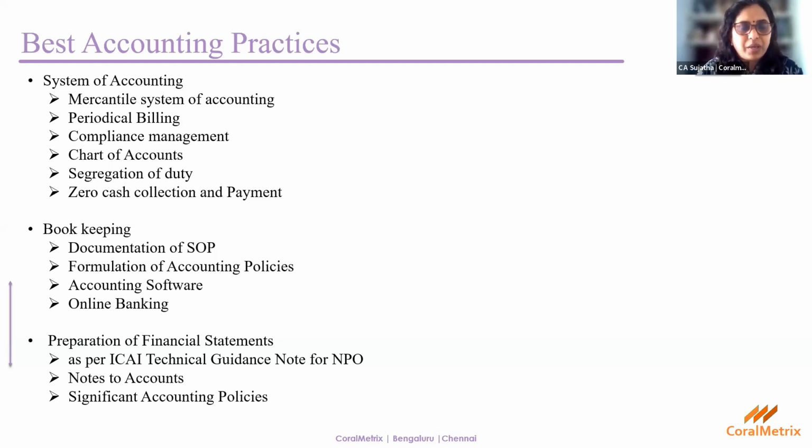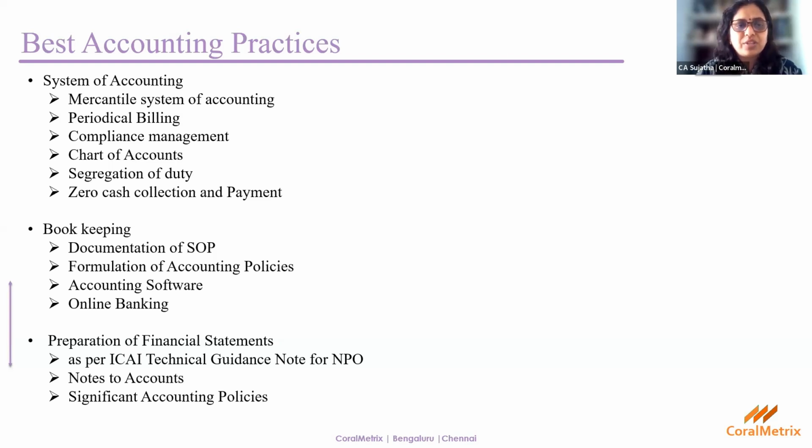One is the bookkeeping, where the basic entry level of accounting is done. The second is the systems of accounting, like what are the practices that are followed by the accounts division in consultation with the management, with support of the management. Third, the preparation of financial statements.